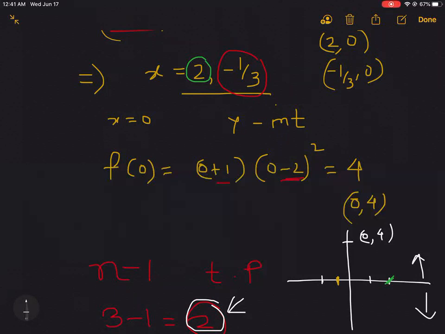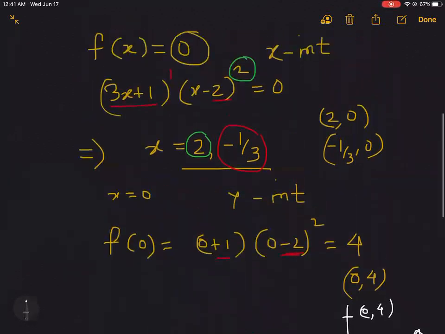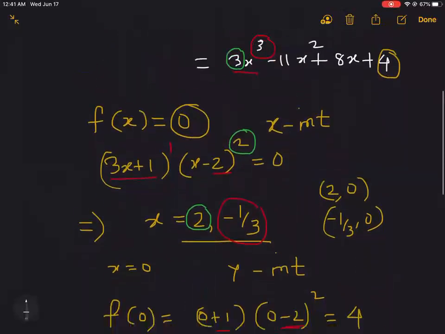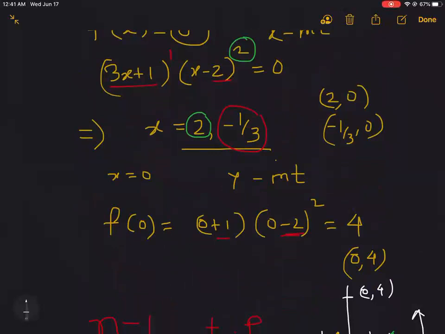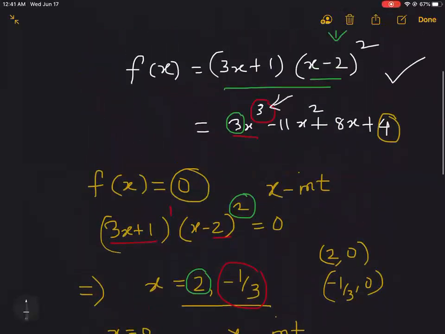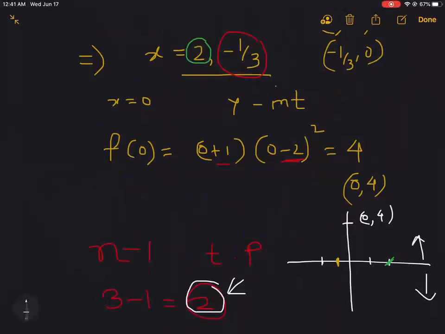Okay, so we know that for this graph, the degree is odd because it's 3, right? If we plug in a negative point, it will give us something negative. And if we plug in a positive point, it will give us something positive, right?